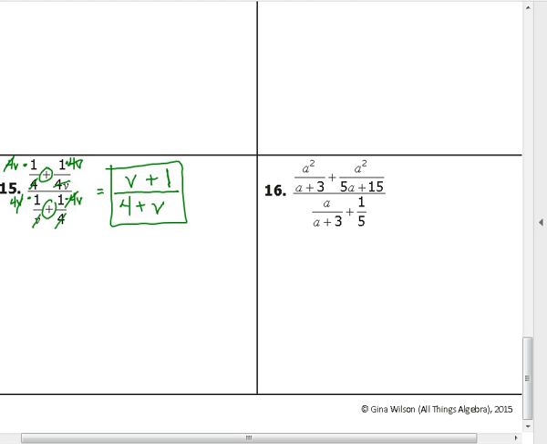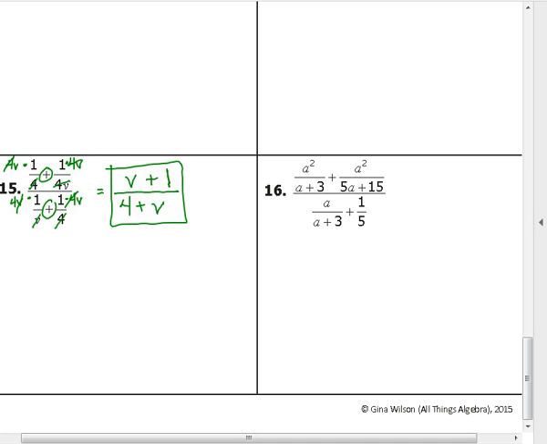Some people prefer this method, some people prefer the other method. Personally, this is what I was taught, so this is what I'm used to. I think it does go faster, so I prefer this method. But as long as you do them both correctly, you should get to the same conclusion. So let's do number 16 this way as well, and you can decide which one you prefer.